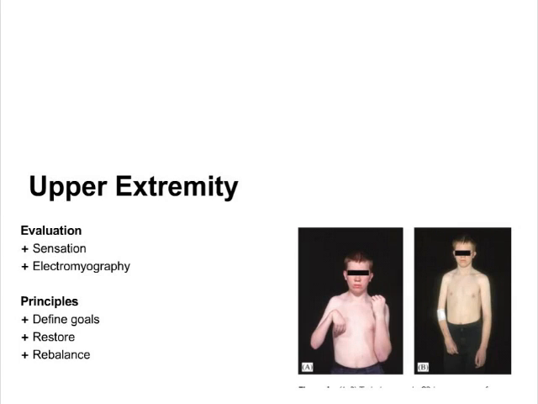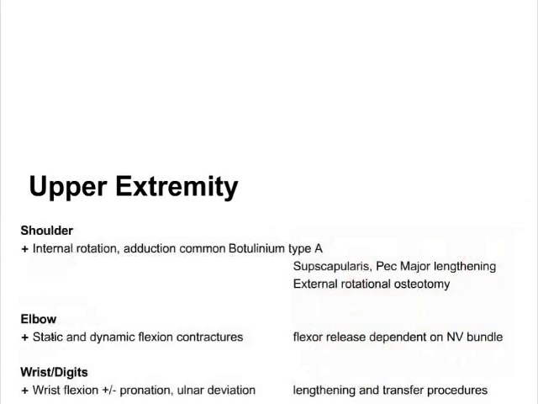Specifically at the different joints. So shoulder, the most common deformity is an internal rotation and adducted posture. Botox can be used, and particularly with any lengthening or injection, you're looking at subscap and pec major. And in very severe cases, external rotational osteotomy can be performed of the proximal humerus, but this is much less common.